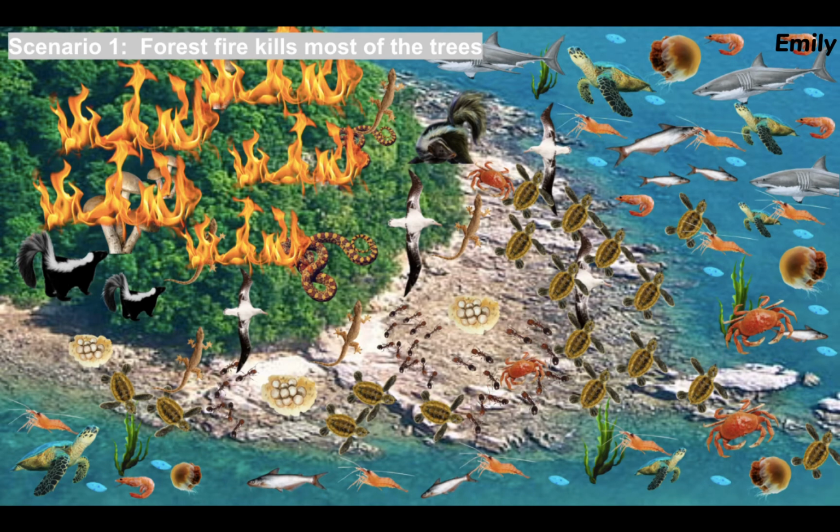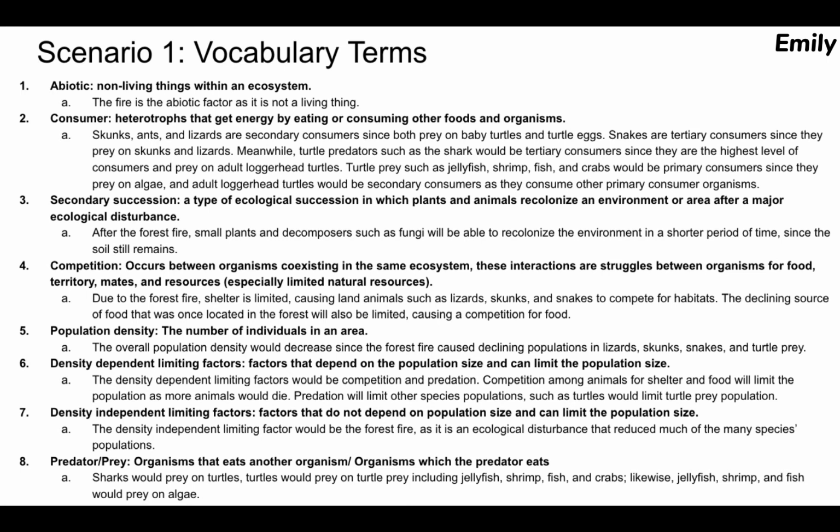So scenario 1 is if a forest fire kills most of the trees. This can cause a lack of shelter and accordingly cause a severe decline in the population density of the ecosystem, both in the land and aquatic environments, and this decline of multiple species populations can lead to a lack of food.